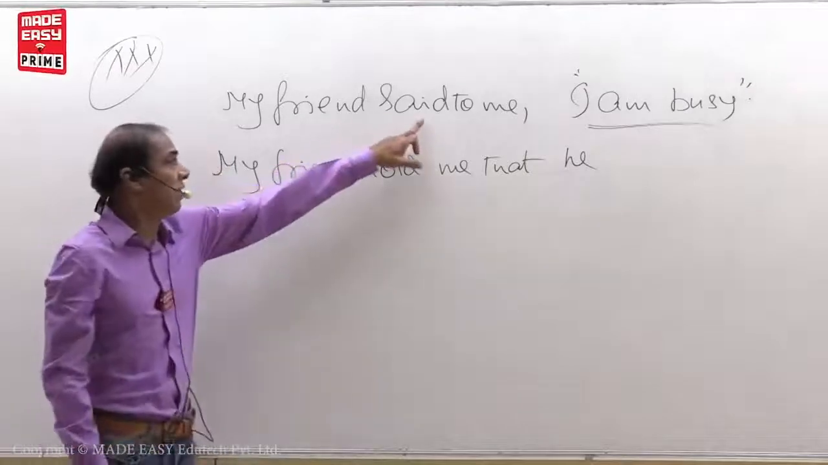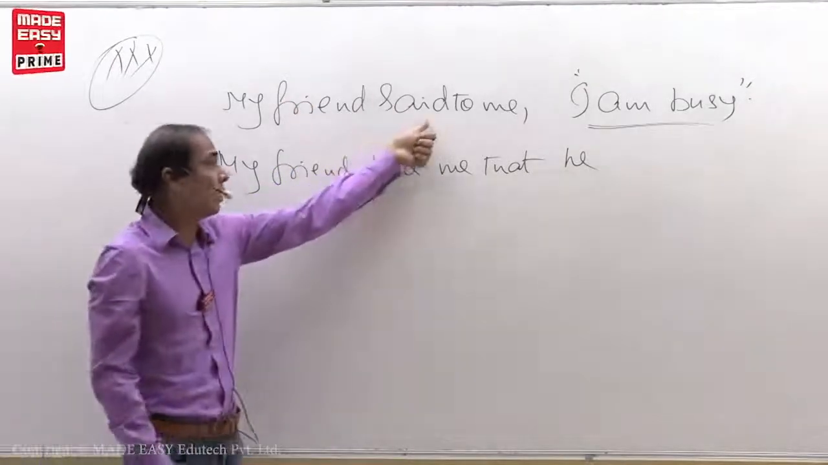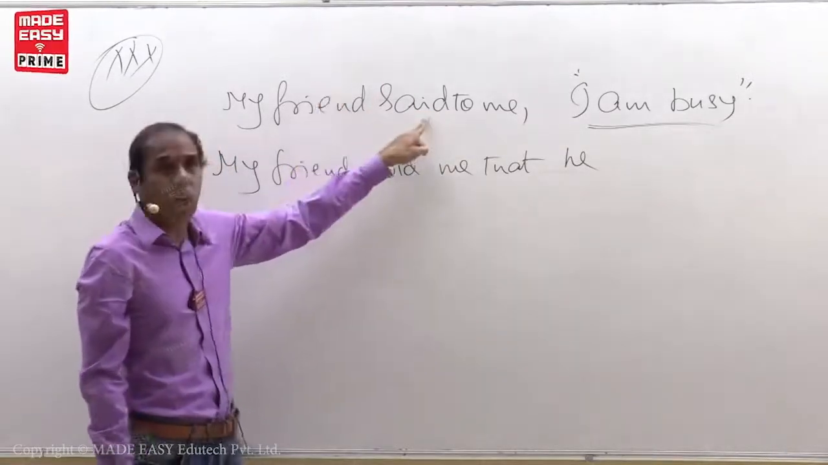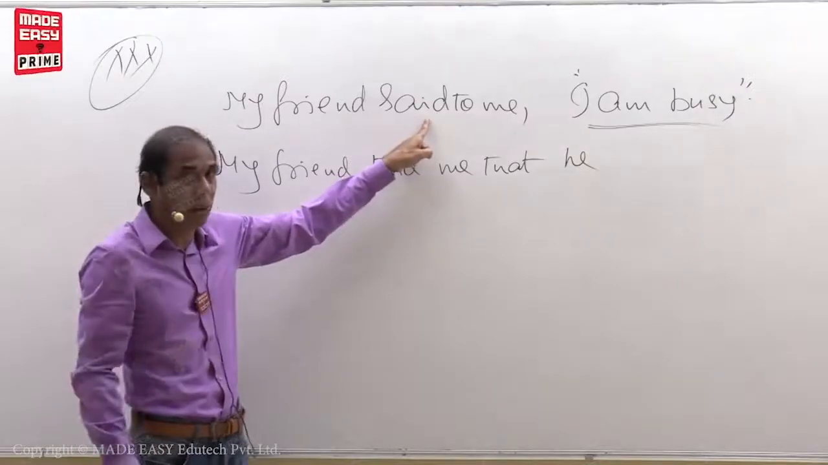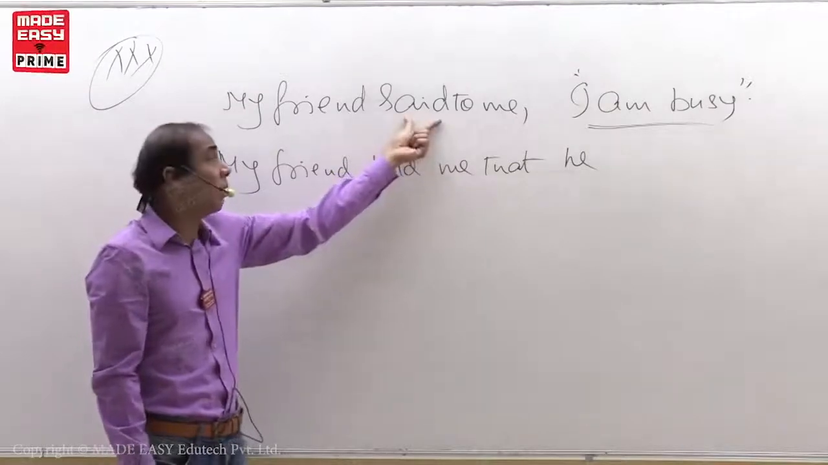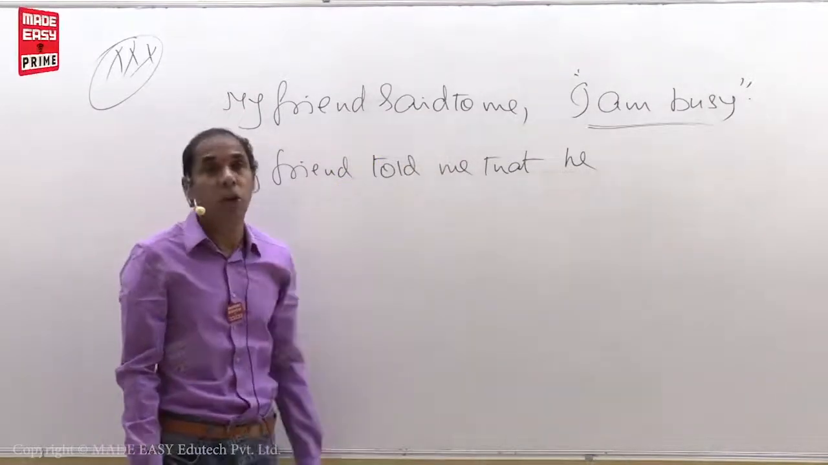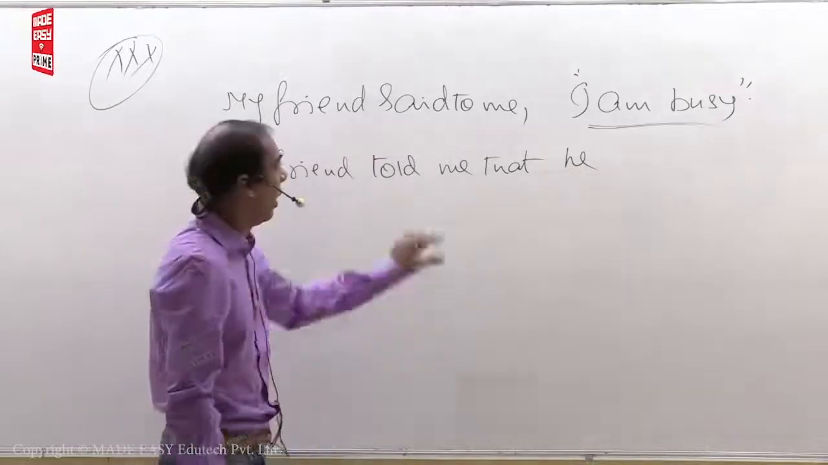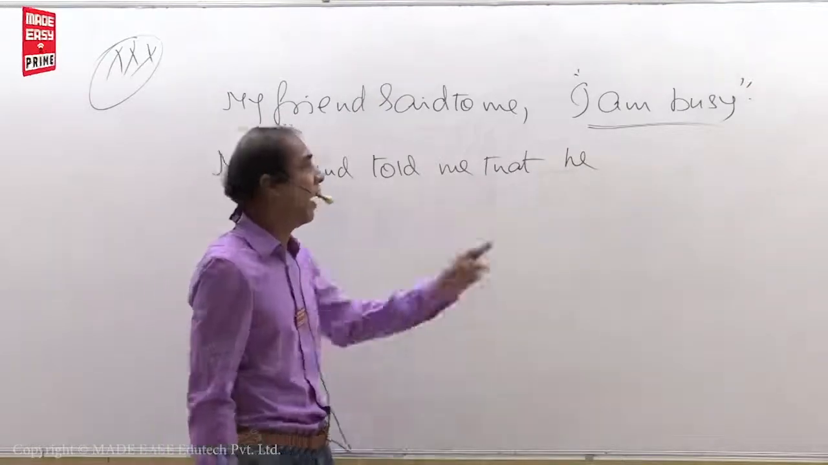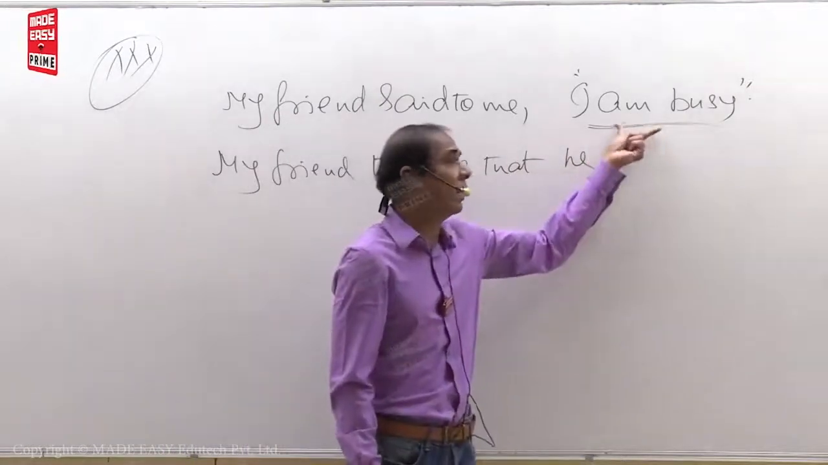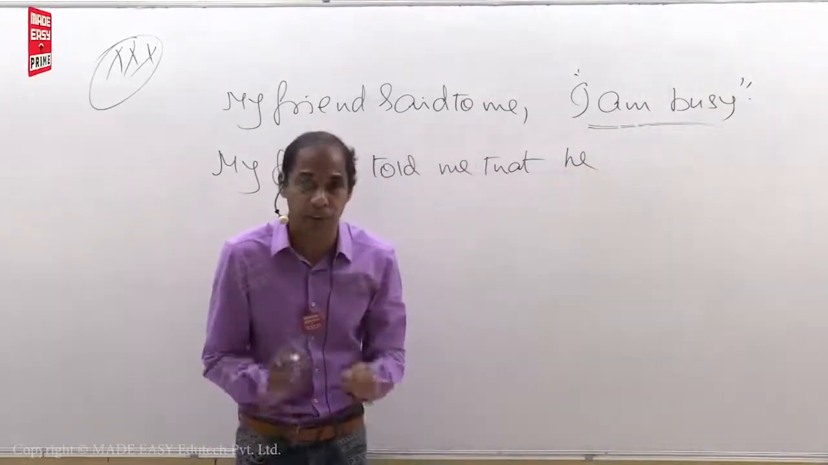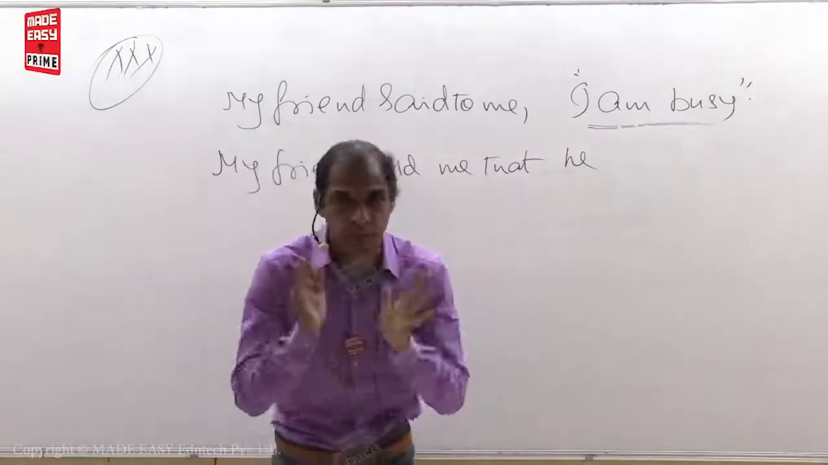See, my friend said. Said is past tense. Reporting verb. Why reporting verb? A verb that reports the subject is called a reporting verb. I told you already, right? Do you remember? When the reporting verb is in the past tense, I told you to make some changes. Tense changes. So, what is the first change? I am busy. What is the tense form of the direct speech? I am busy. Present tense.